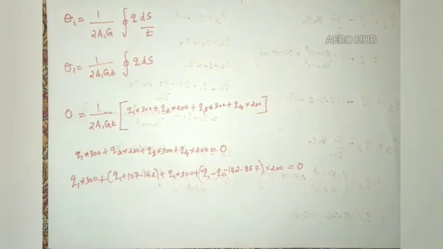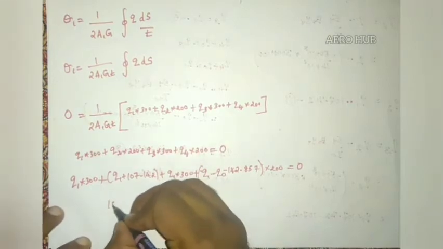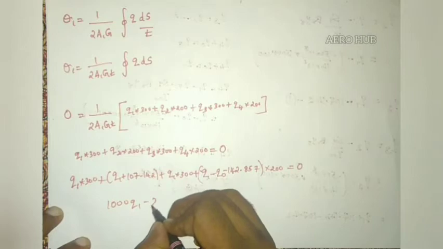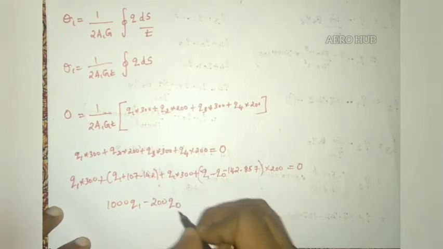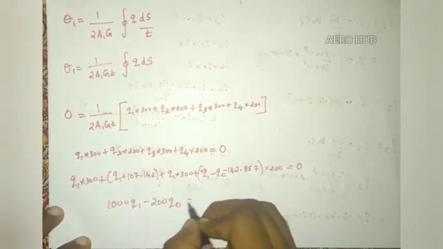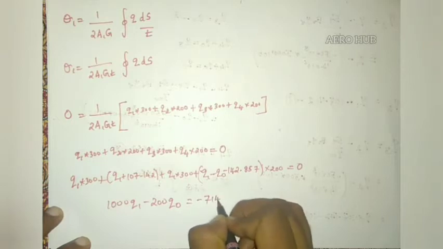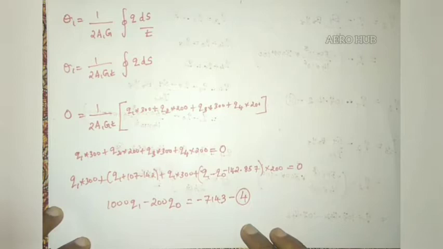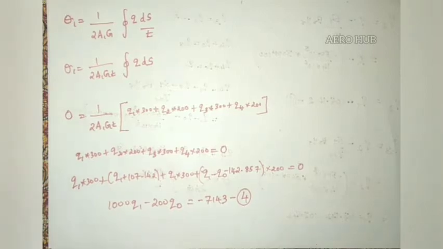Okay. Now after solving I will be getting 1000 Q1 minus 200 Q0 is equal to minus 7143. This is equation number 4. Now I have to find out the shear flow, the twist rate for cell.